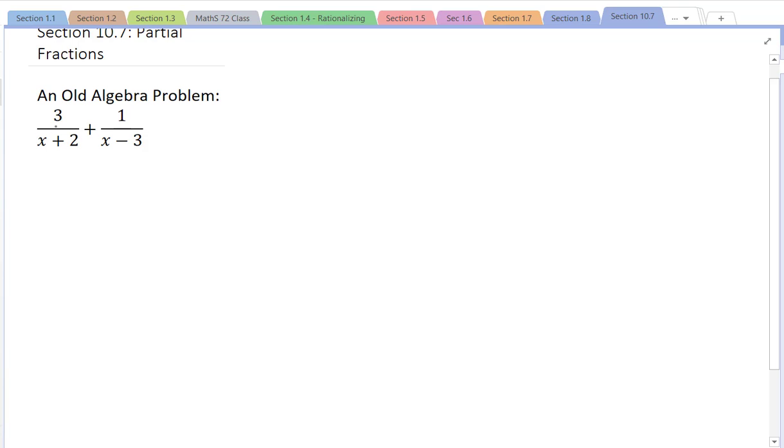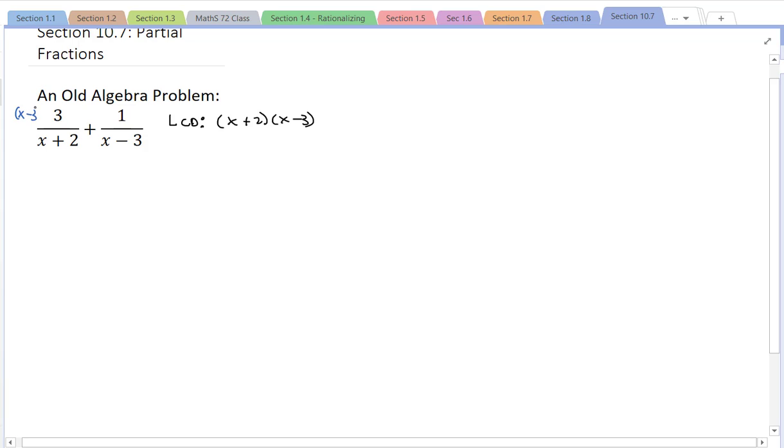Back in algebra, if you were asked to find 3 over x plus 2 plus 1 over x minus 3, so the sum of two rational expressions, we would go after an LCD first. The LCD is the common denominator, so x plus 2 times x minus 3. The first quantity is missing the x minus 3, so multiply top and bottom by x minus 3. And the second quantity, 1 over x minus 3, I need the x plus 2 on the bottom, so we will multiply top and bottom by x plus 2.